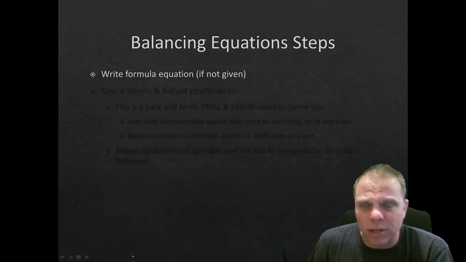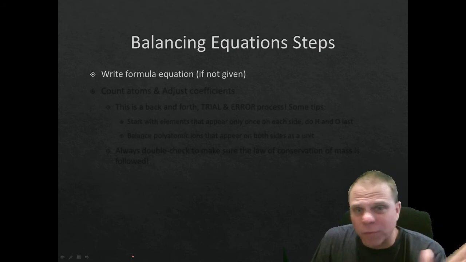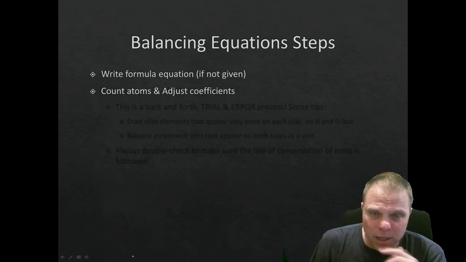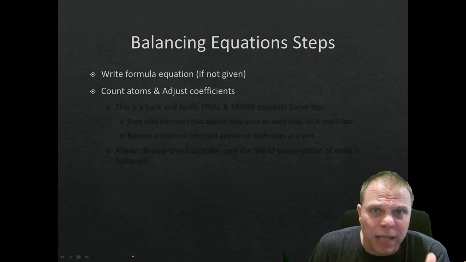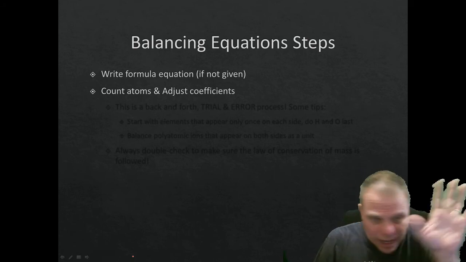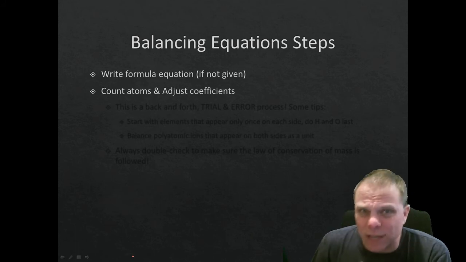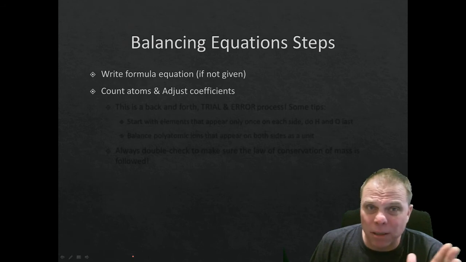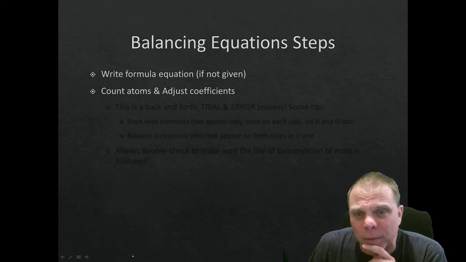So how do you do it? What are the steps? They're pretty easy. You basically write the formula equation if we don't give it to you. So you actually write out the formula, right? That's like we talked about here briefly. And then we're going to adjust the coefficients after we've counted the atoms. You've got to count up the number of atoms on each side to see how many there are. I really suggest that you do this step. Some kids like to skip this step and just start balancing, but I will tell you that this step will save you on those more difficult problems.